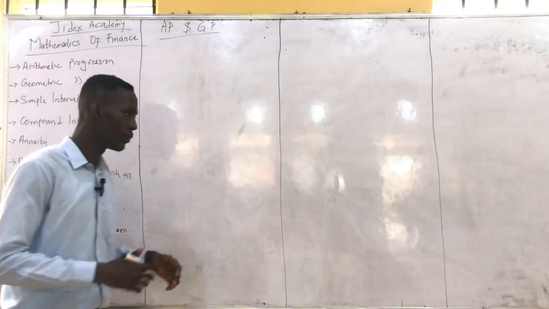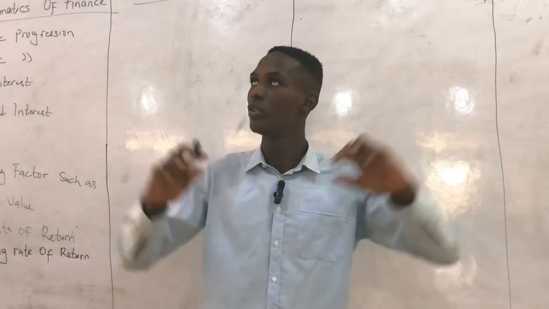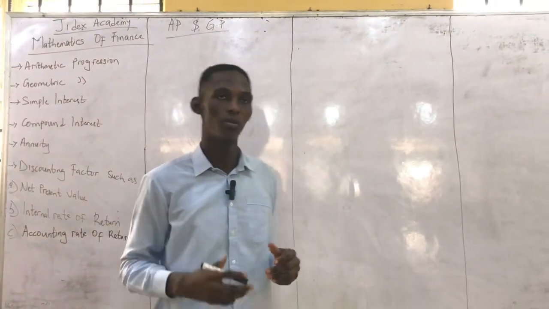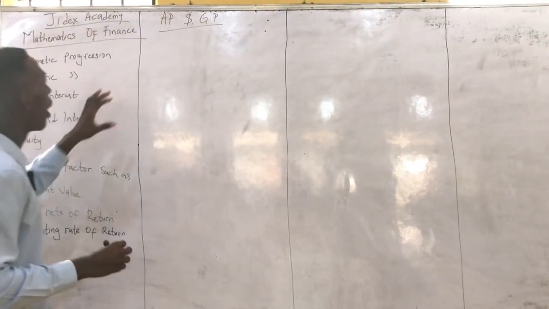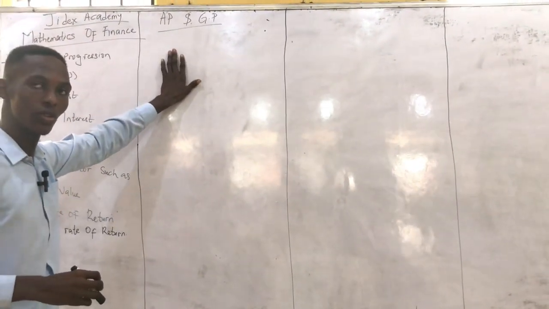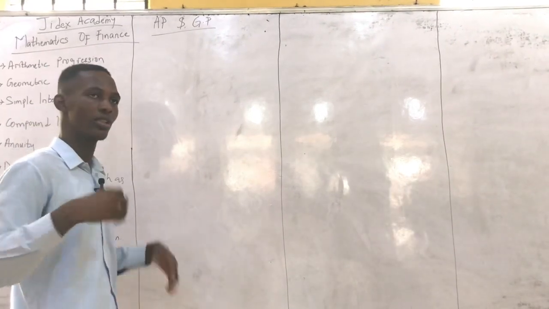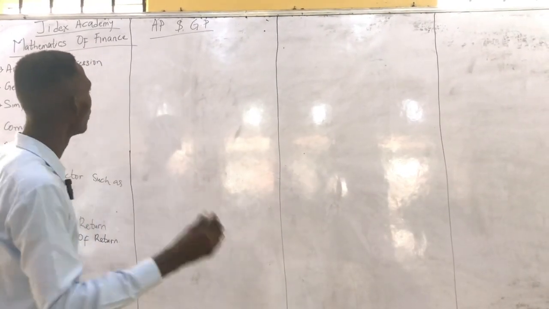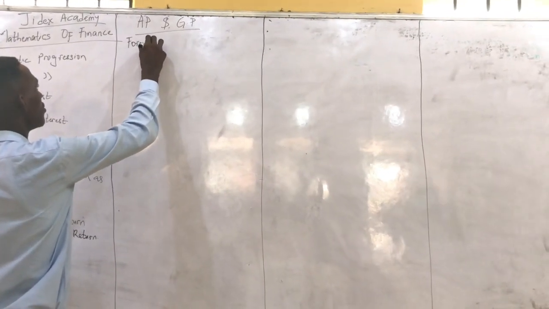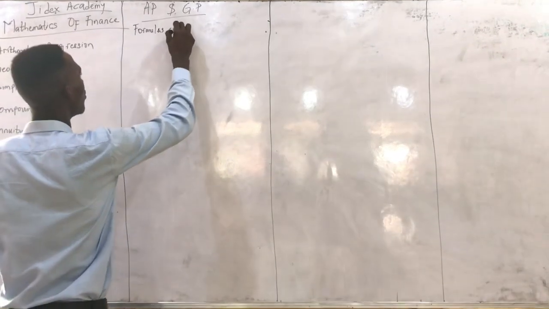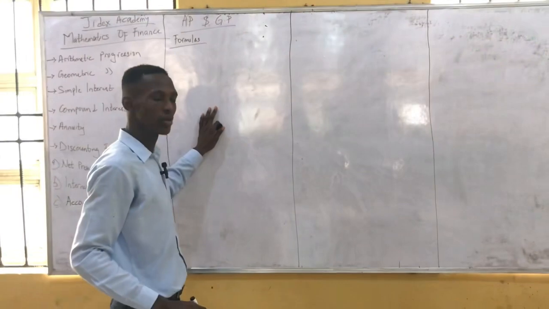So for the sake of this video, I will not be going into any form of calculation. I'll be introducing you to each and every one of the formulas that you need to know on mathematics of finance. Starting with our arithmetic progression and geometric progression. I've made a video on this in our previous class. So these are the formulas that you need to know for arithmetic progression and geometric progression.